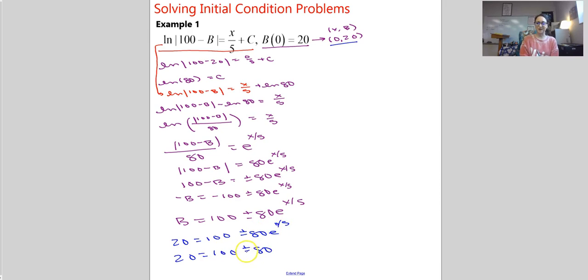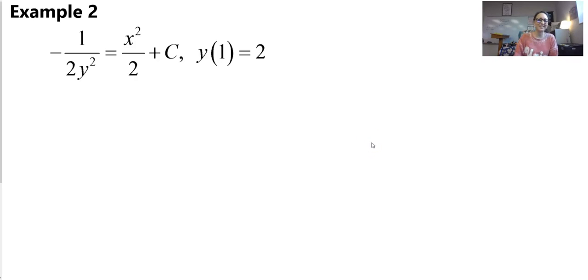So what symbol, the positive or the negative, gives us a true statement here? The negative, we want 20 equals 100 minus 80. So my final answer is b equals 100 minus 80e to the x over 5. We did it. Force pause on your screen. Go ahead and copy example 2 for me.